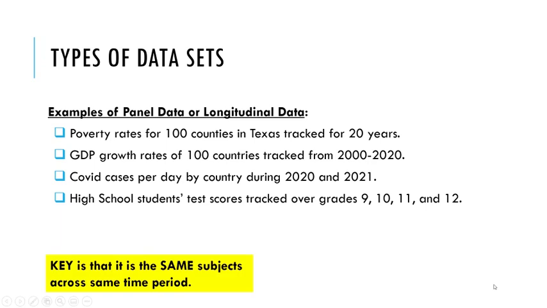Now, as I said, and you're going to see in a second, when we talk about pooled data, one key distinction, the thing that makes panel data so rich, is that it's the same subjects. So it's not a random sample of 100 counties each year. It's not a random sample of countries. We're not changing students each year when we collect the data. Same subjects. So think of it as tracking. We're literally tracking those same subjects.